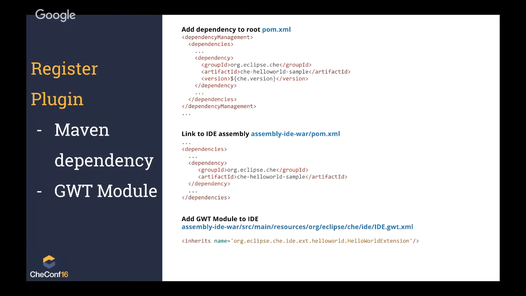So I will add the dependency to the root pom.xml of my Che. I will link my artifact inside of the IDE assembly. So because it is an extension which will affect the UI of the IDE, I will add the dependency to the assembly IDE war. And then I will also add the GIN module to the IDE GIN application. So the IDE GIN application is inside of the assembly IDE war, and I will inject my extension there.